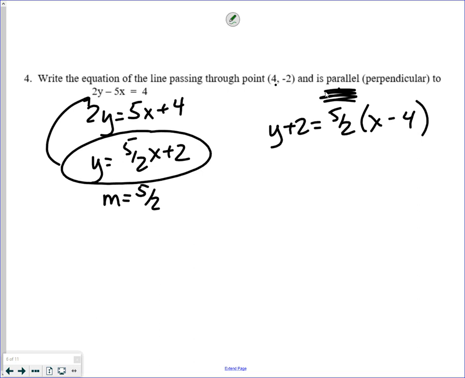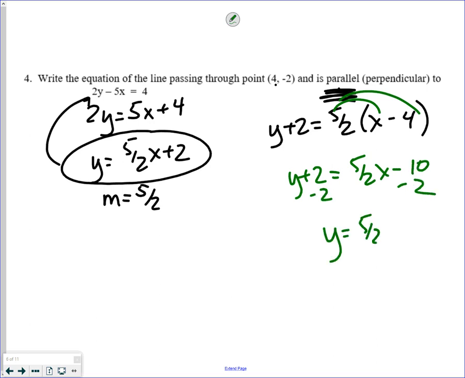Distribute. y plus 2 equals 5 halves x minus 10. Subtract 2, y equals 5 halves x minus 12. This is the parallel.